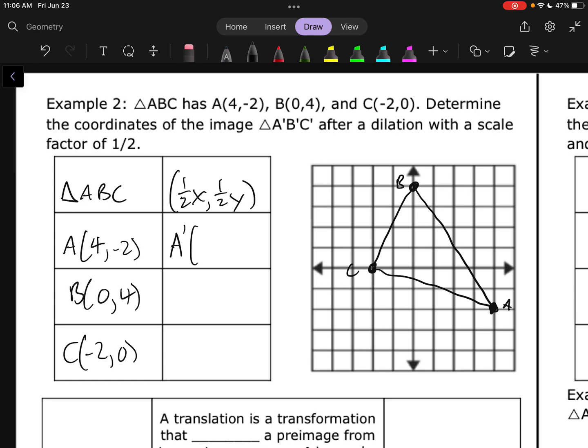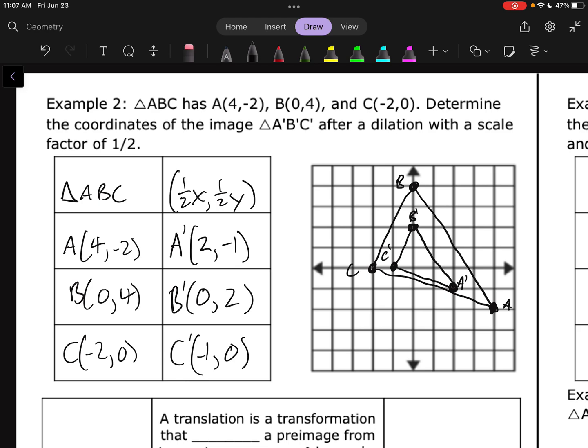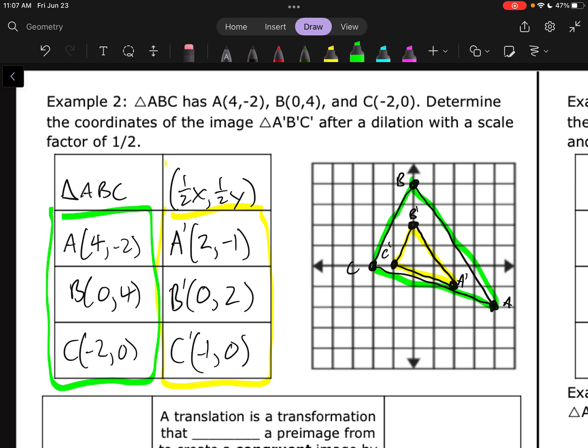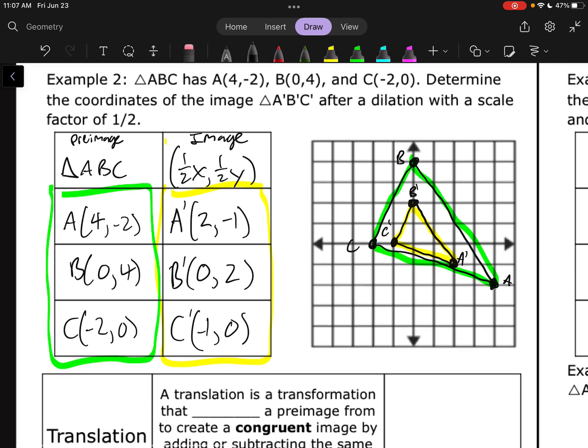A times 1/2, 4 times 1/2 is 2, -2 times 1/2 is -1. B times 1/2, 0 times 1/2 is 0, 4 times 1/2 is 2. And then C times 1/2, -2 times 1/2 is -1, 0 times 1/2 is 0. And there is our shrunk down version. So this will be our image, the smaller one. And that was our pre-image, the big one. Cool. All right, so dilation is not too bad.